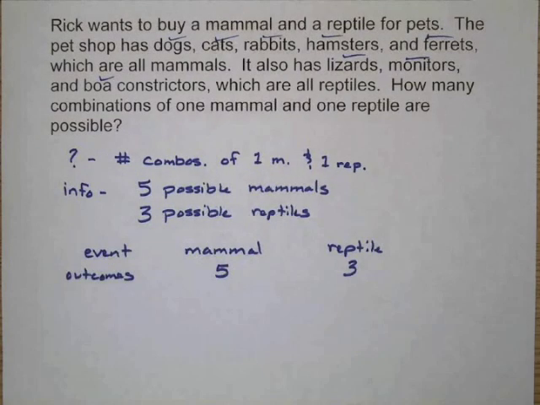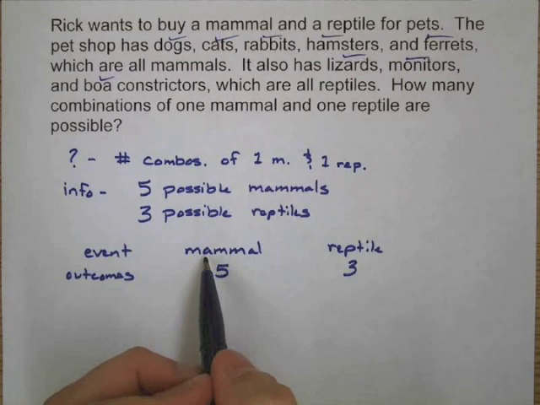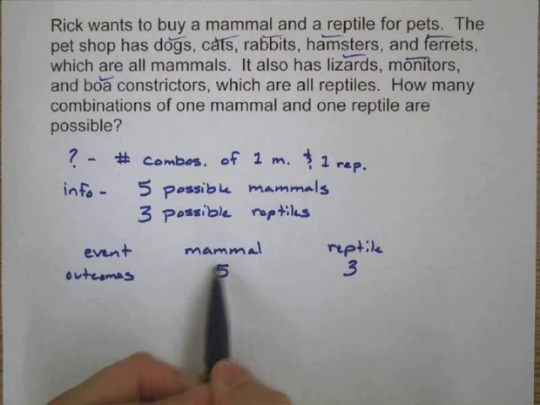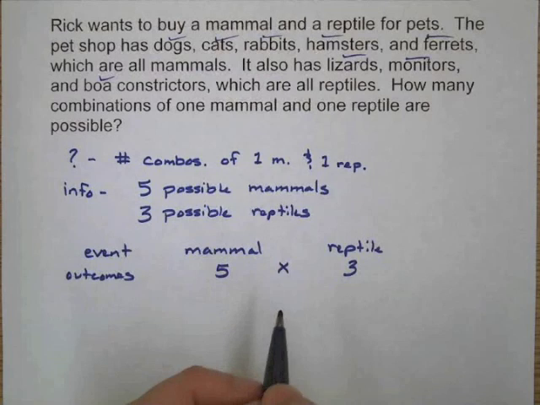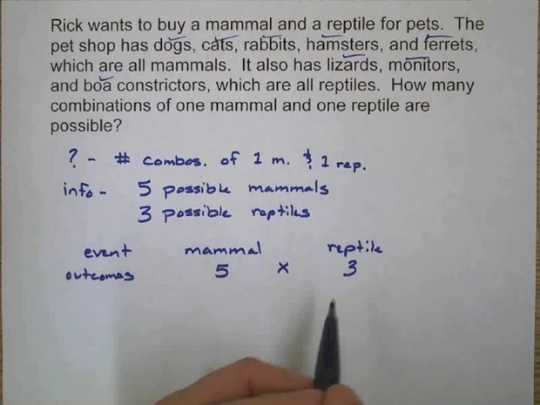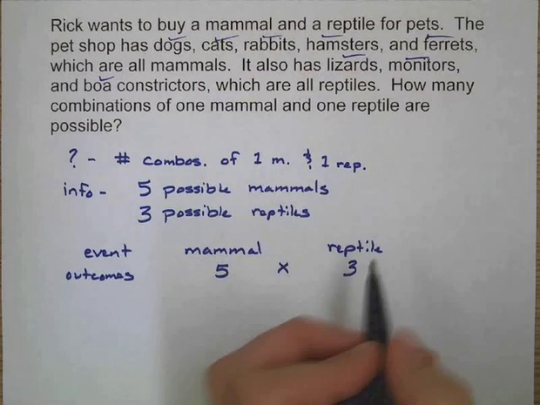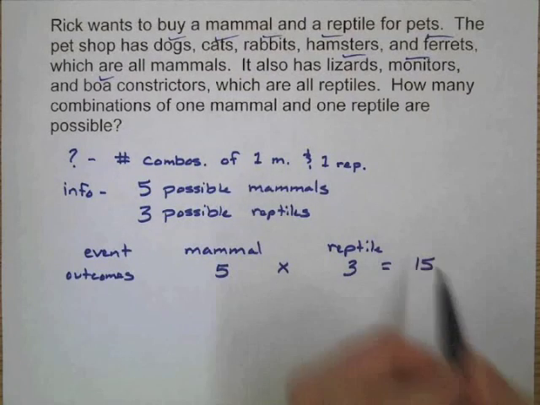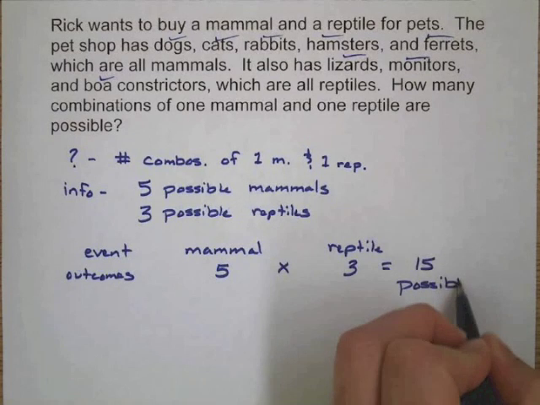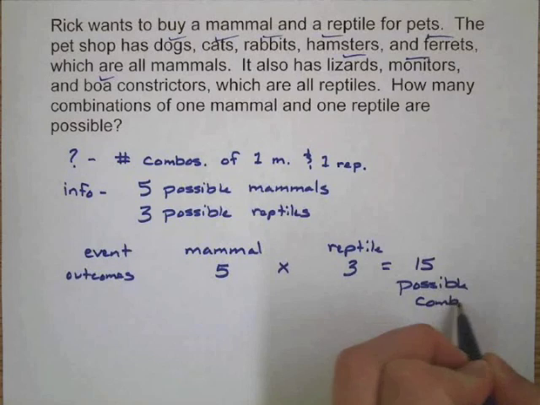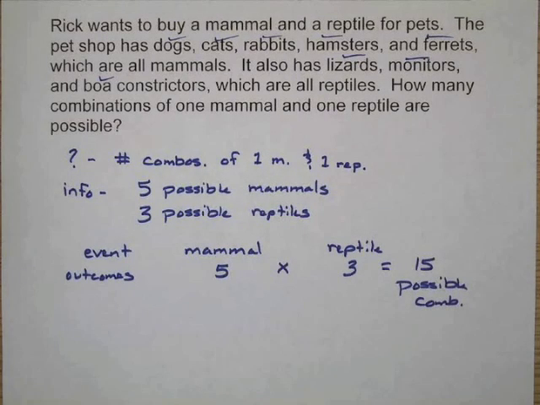And what the fundamental counting principle lets us know is that we could take the number of possible outcomes for the mammals and the number of possible outcomes for the reptiles, and if we multiply those together, we're going to get the total possible combinations. In this case, that would be 15 possible combinations of one mammal and one reptile.